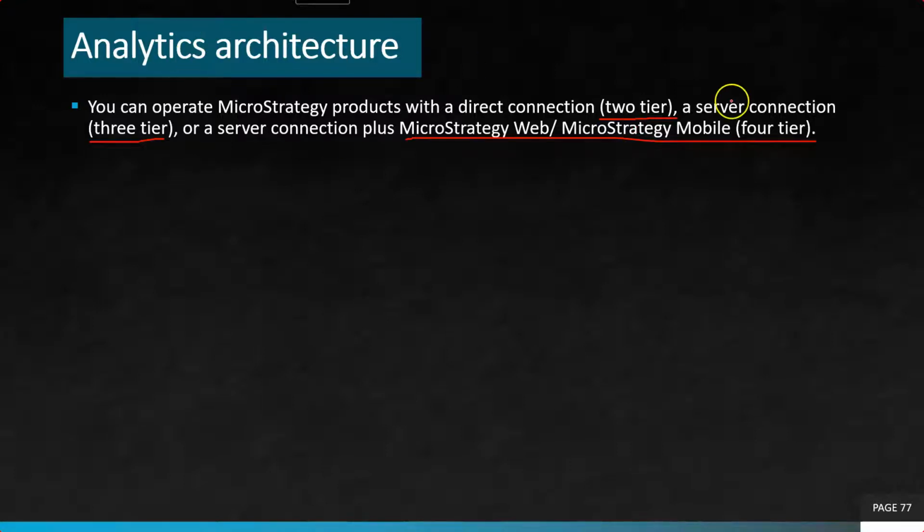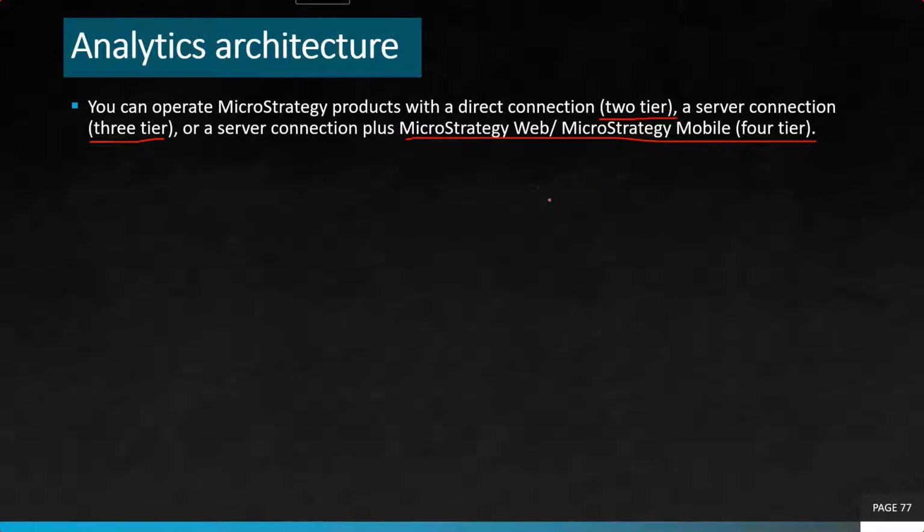Three-tier is a server connection, which is identical to the two-tier environment, except your developer communicates with the metadata and your data warehouse through the intelligence server. In three-tier, the intelligence server comes into the picture, but in two-tier the intelligence server won't. Your developer will directly connect with your metadata and data warehouse. But in three-tier, you must have the intelligence server, the database, and your developer tool must be installed. So your developer will connect through your intelligence server rather than directly connecting with your metadata.